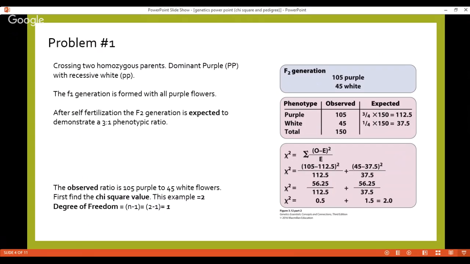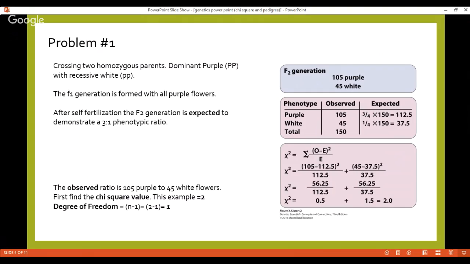So problem number 1. When crossing two homozygous parents, a dominant purple flower with a recessive white flower, the F1 generation is formed, and we get all purple flowers. Self-fertilization. The F2 generation is expected to demonstrate a 3-to-1 phenotypic ratio, right here, 3/4, 1/4. The observed ratio is 105 purple flowers to 45 white flowers. We can use the chi-square analysis on this.